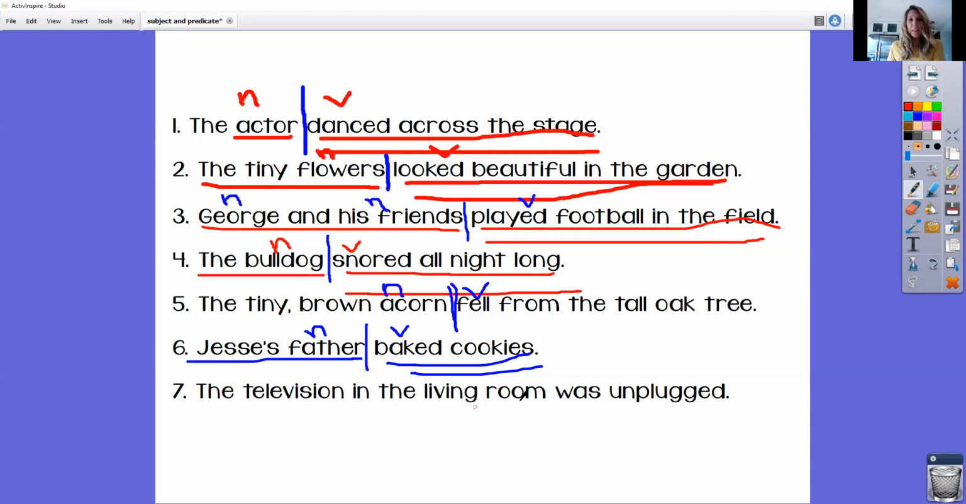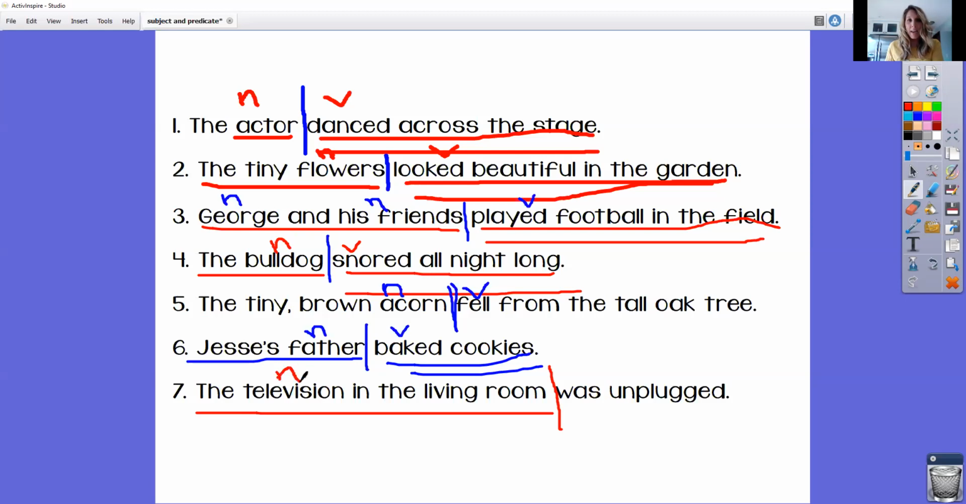Okay, last one here. The television in the living room was unplugged. Who or what is the sentence about? Again, if you ask yourself that question every single time, you should be able to identify the subject of the sentence. The television in the living room was unplugged. Who or what is the sentence about? Right, it's about the television in the living room. Now this one's a little tricky. So we know our subject is the television in the living room. So what's the main thing that they're talking about? Are they talking about the television or are they talking about the living room? Right, they're talking about the television.